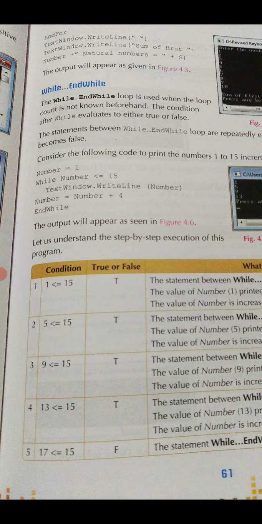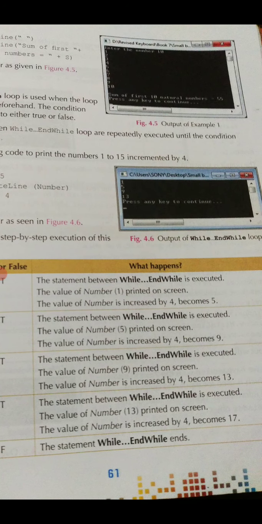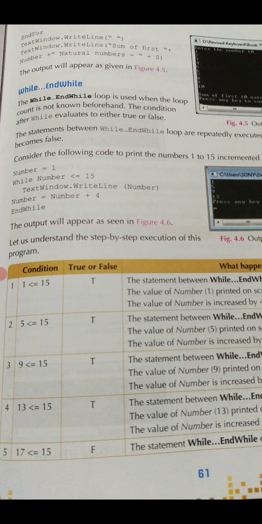Here, in the while loop, the statements continue until what? As given here, they are repeatedly executed until the condition becomes false. Until the condition appears false, the statements are going to be repeated again and again.